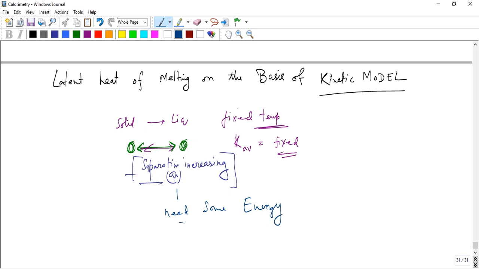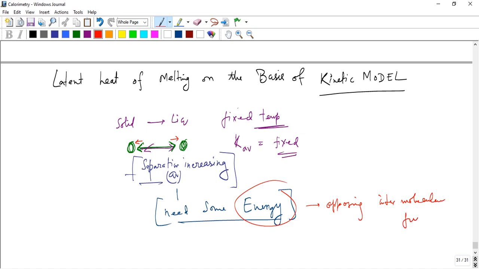Some energy is required to increase the separation against the attractive force between the molecules. That energy is needed to work against the intermolecular force, the attractive force between two molecules.